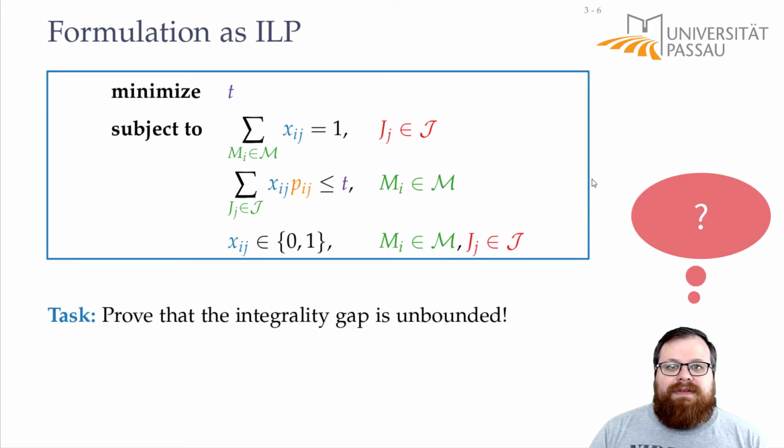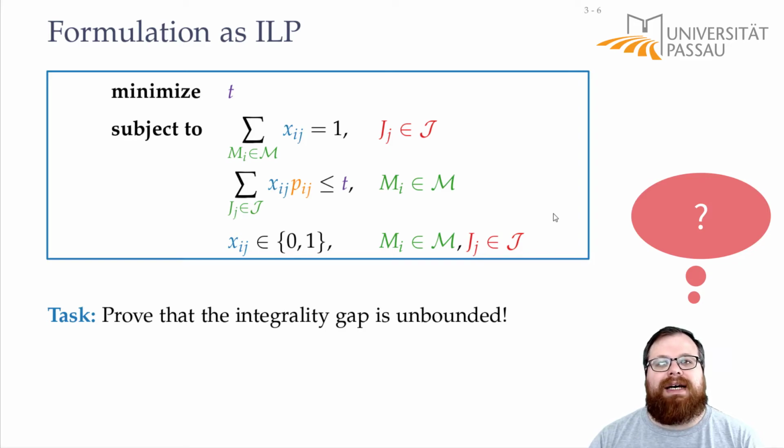The next task I have for you is I want you to prove that the integrality gap of this ILP is unbounded. And for that, you have to find an instance where the optimum solution of the ILP is larger by some unbounded factor than the optimum solution of the LP.